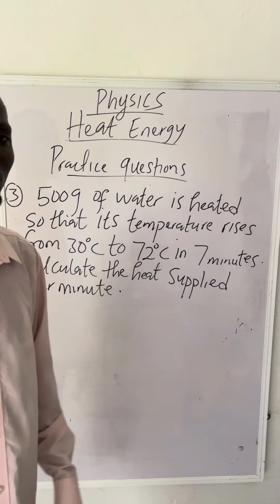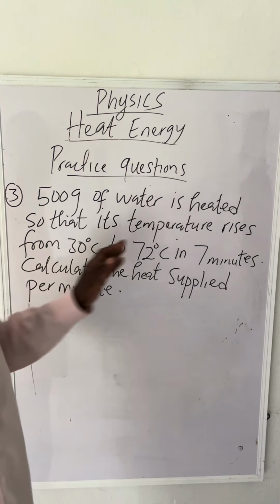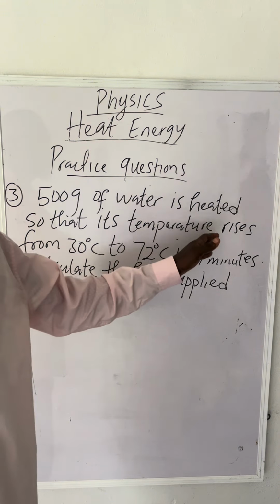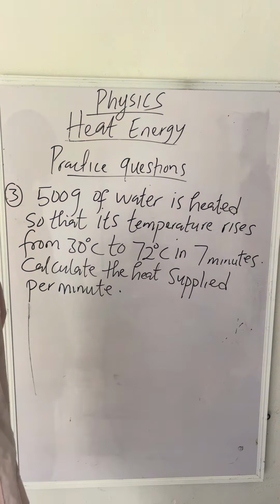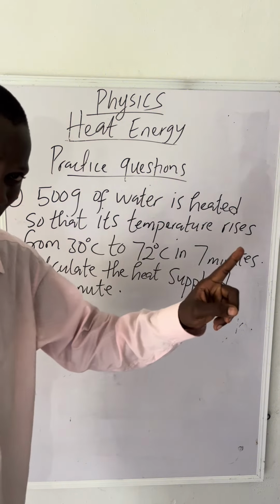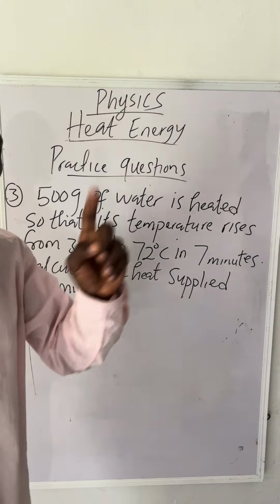Now, this is the last question. 500 grams of water is heated so that its temperature rises from 30 degrees Celsius to 70 degrees Celsius in 7 minutes. Calculate the heat supplied per minute.